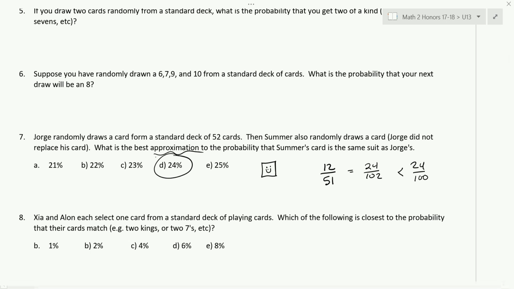So homework is to finish all through 12. You're going to have to do a little bit of reading when you get to 10, 11, and 12. Okay.